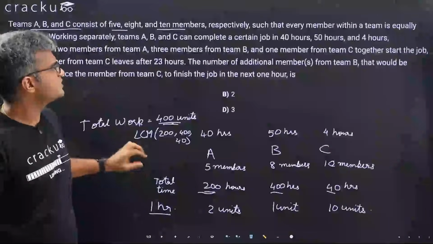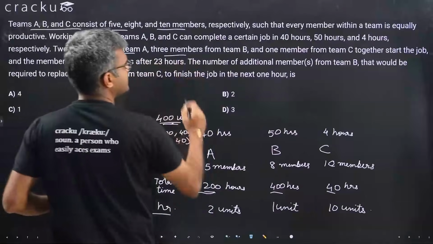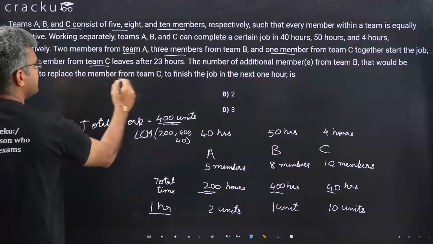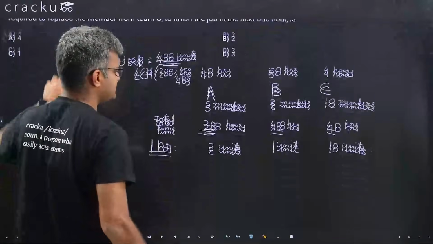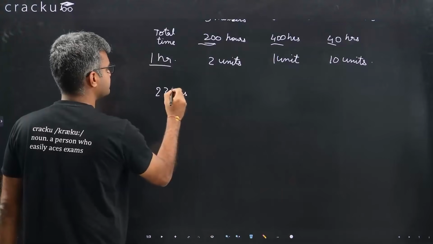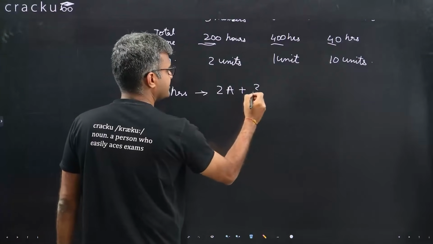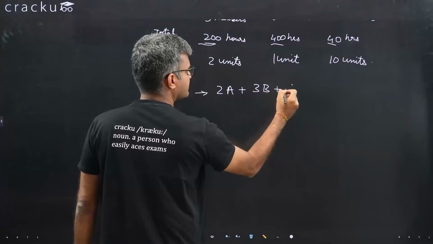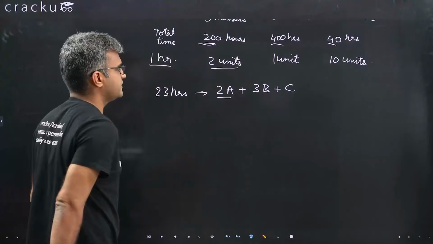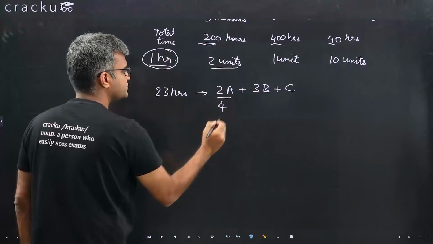Now, what is told to us is that two members from A, three members from B, and one member from C start the job, and the member from team C leaves after 23 hours. So in these 23 hours, let us try to figure out how much work is done. We have two members from A, three members from B, and one member from C. Each member from A can do 2 units of work in 1 hour. So 2 members from A will do 4 units of work in 1 hour.